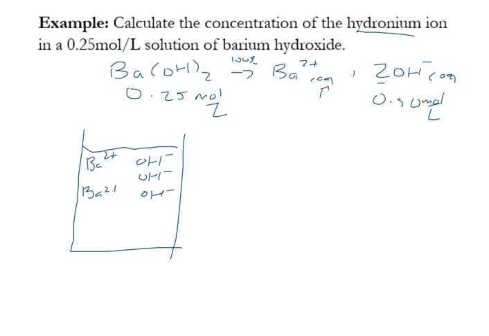If I were to draw a picture of this on a smaller scale, for every 1 barium, there'd be 2 hydroxides sitting in there, right? However, don't forget, there was also a little bit of water sitting in here as well, right?